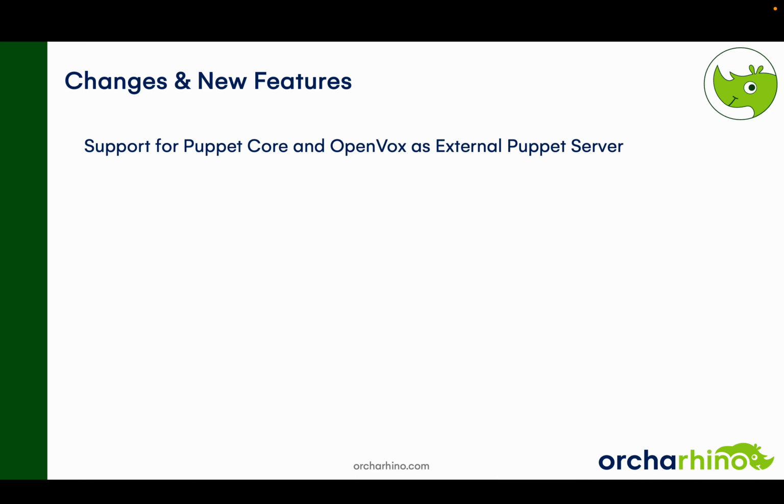With Orcharhino 7.2, we are now supporting both flavors as external Puppet server. So this means if you're using an external Puppet server, until now running on open source Puppet, to send reports and facts of your client hosts to Orcharhino, you can now fully do that with Puppet servers running on Puppet Core or on OpenVox.